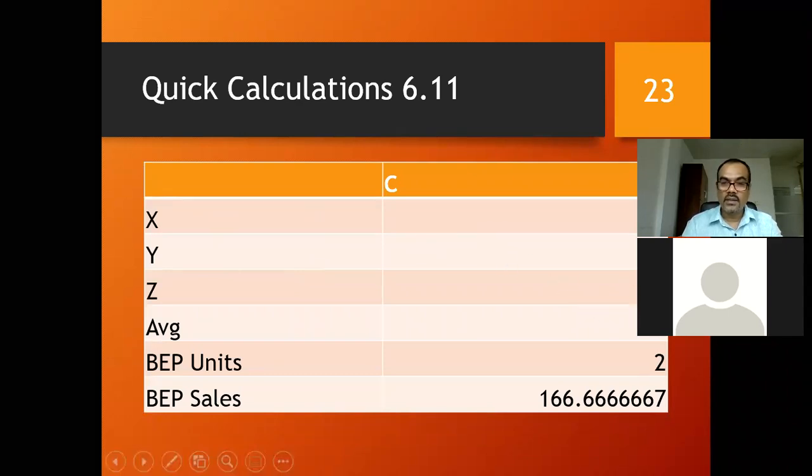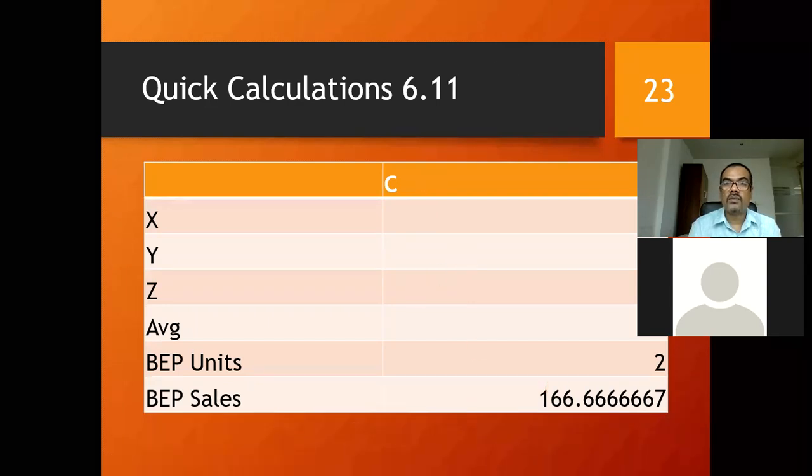XYZ average is 25 and the break-even units 2000. Therefore, break-even sales means 166.666 sales in thousands. That is 166,667. How do you get it? Fixed cost, that is 50,000, divided by the CS ratio. What is the CS ratio? CS ratio is the average contribution, 25, divided by the total selling price.